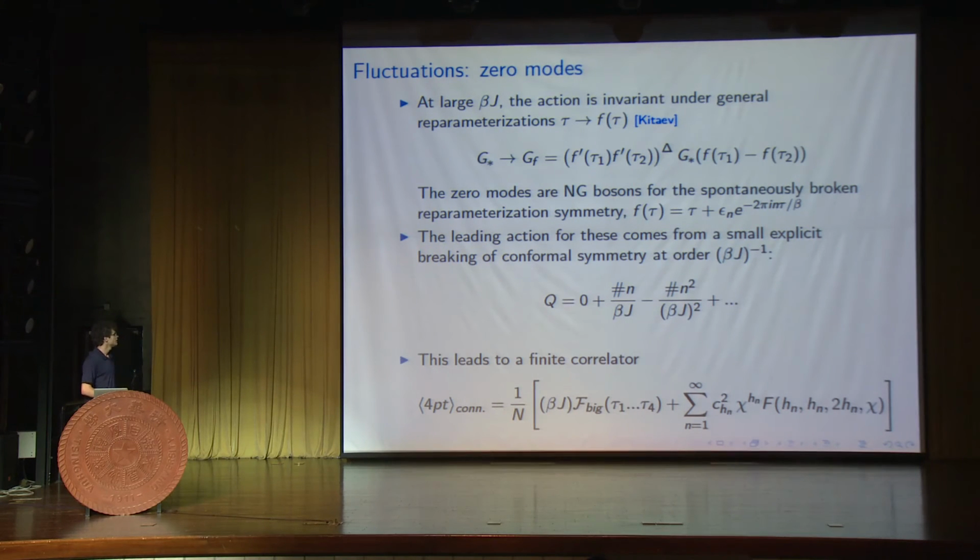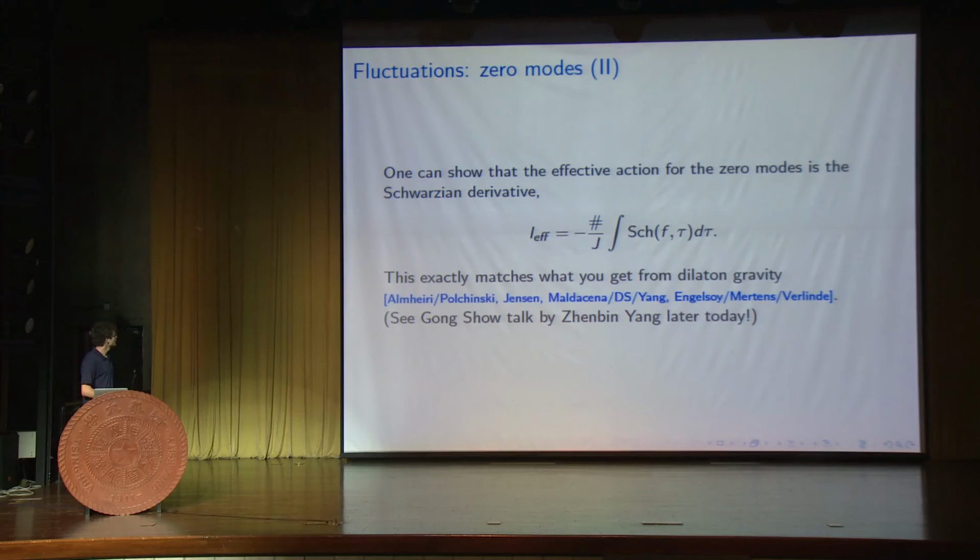To explain that, the simplest way is to think about the effective action for these zero modes. That follows from this correction to the quadratic form here and from the fact that reparameterizations are always small if you look at them locally. The answer that you get, originally conjectured by Kitaev, but we checked it, is that the effective action for these zero modes is given by the Schwarzian derivative of the reparameterization f with respect to the physical time tau.